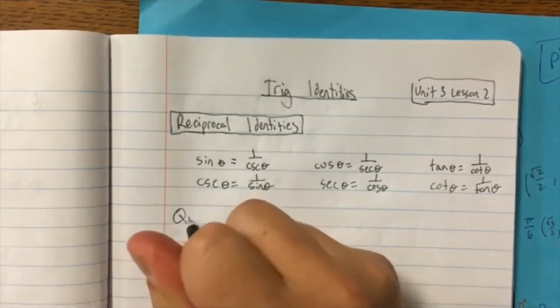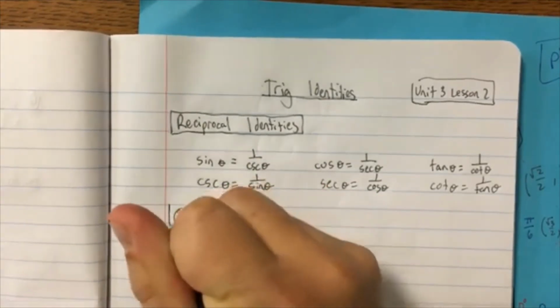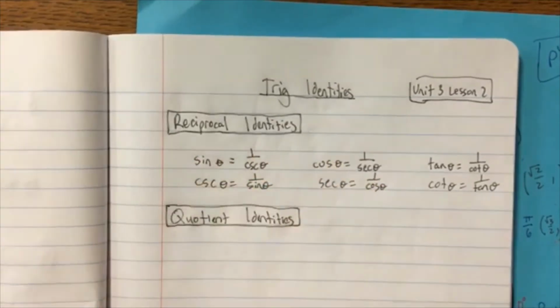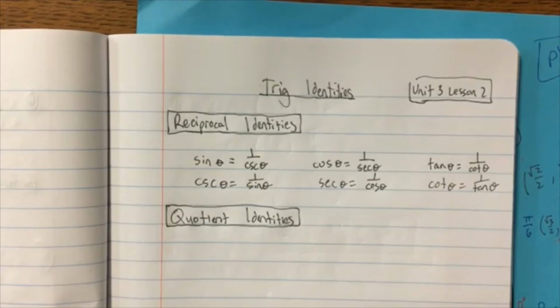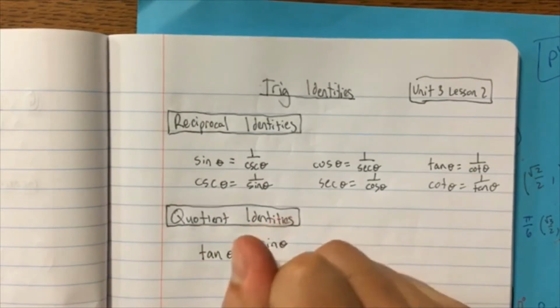We also have the quotient identities. Now there's only 2 of these, and what they do is relate both tangent and cotangent to sine and cosine respectively. One of the strategies that we're going to go over is that sometimes when you're trying to do these proofs, it's helpful to write all of the trig functions in terms of just sine and cosine and hope that things simplify out for you. So it's good to know how to rewrite both tangent and cotangent in terms of sine and cosine so you can do that. So for example, tangent theta is equal to sine theta over cosine theta.